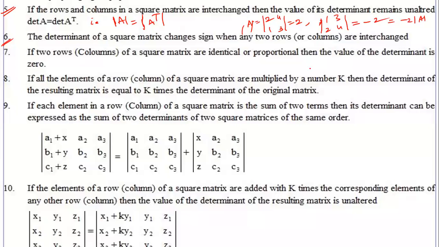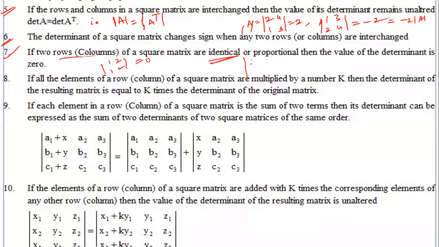So please write all the properties. Hurry up. Property number 7. If any two rows or columns are identical, meaning same, 1, 2, 1, 2, what is your answer? 0. Like that. If they are proportional, then the value of the determinant is 0.